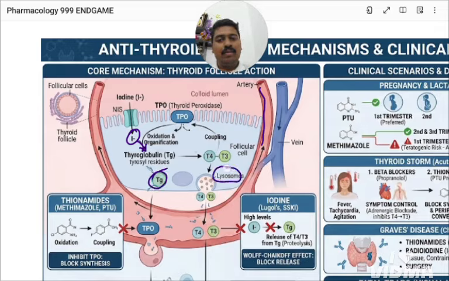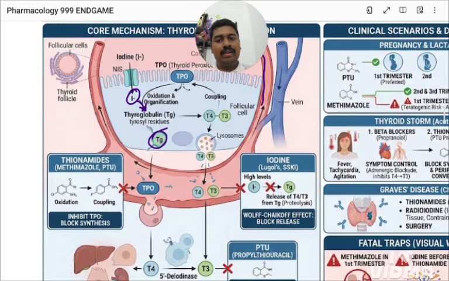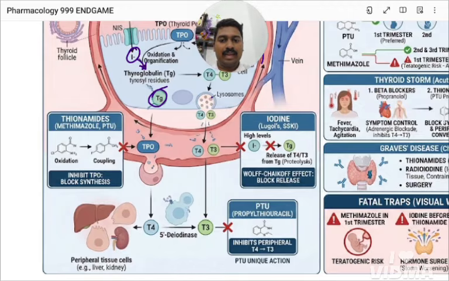Now what happens is there is something called endocytosis. So these lysosomes will come, they will break this T3, T4 from thyroglobulin, and it will release free T4, T3 into the bloodstream. So this free T3, T4 are the reason for the action.